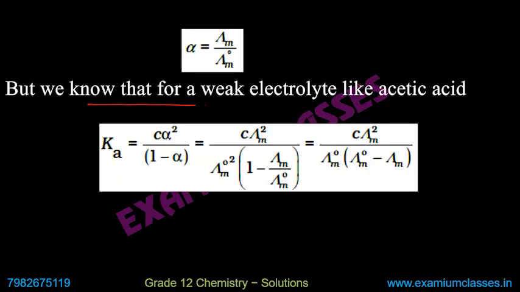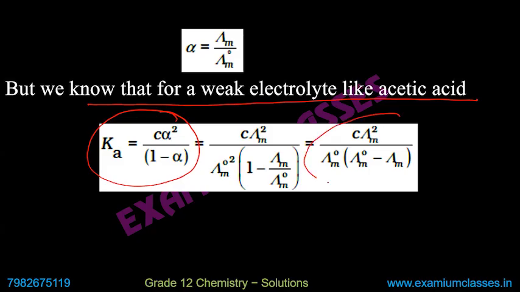But we know that for a weak electrolyte like acetic acid, Ka is given by C alpha square divided by 1 minus alpha. Substitute the value of alpha and you get another formula which you can use directly to get Ka in terms of lambda m and lambda m naught.